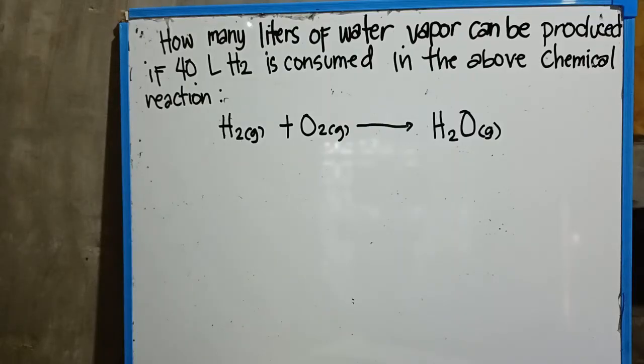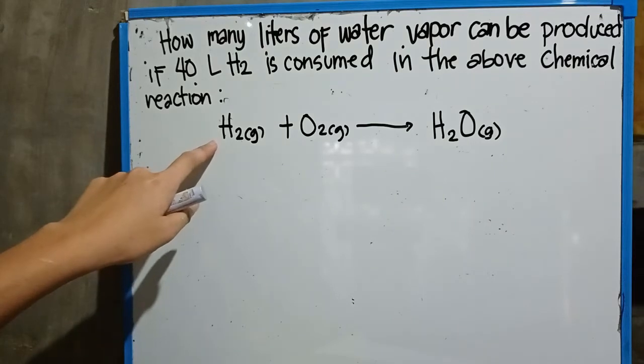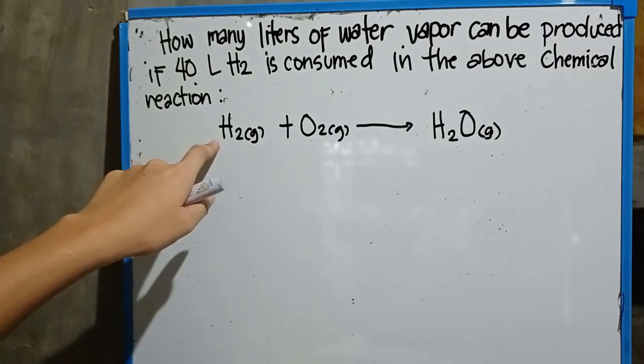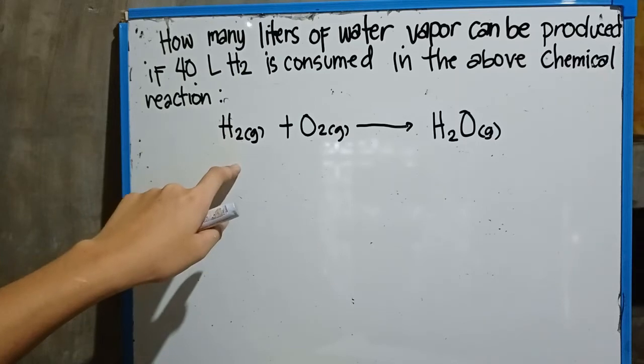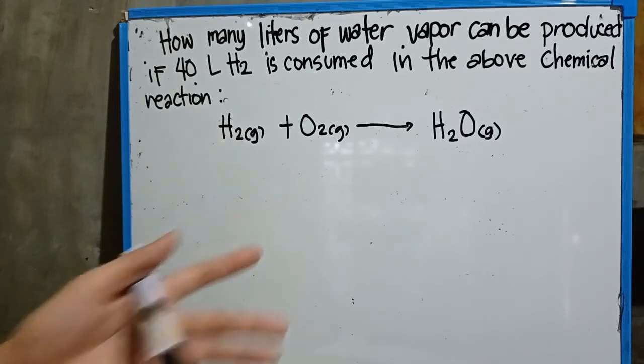So as what we have discussed kanina, this is the easiest type of stoichiometry, the volume-to-volume gas stoichiometry, wherein you are just going to cancel out lang the liter. Yung gisabi ko kanina na bakit liter yung ginamit ko, kasi yung mole dito or molecule pwede siyang maging mole, volume, and molecule.